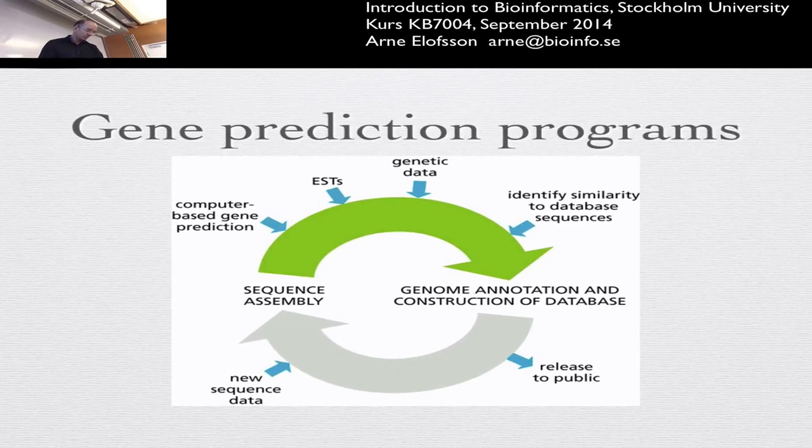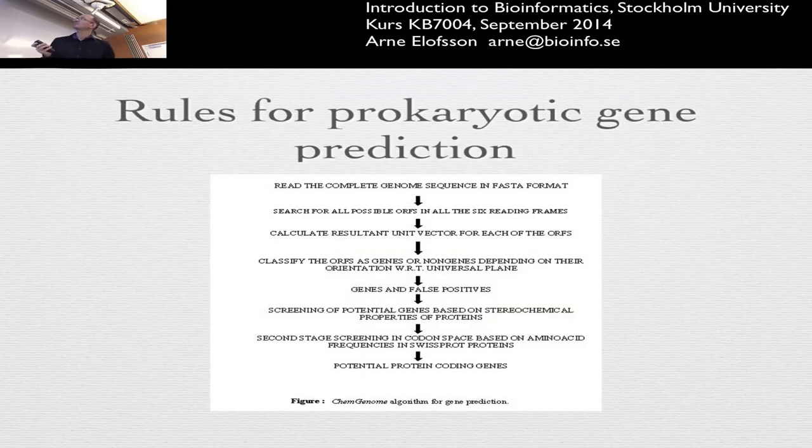Once you get this new sequence, you try to put it together, and the next step is often to do gene prediction. As I talked about before, someone asked me in the break, you have your nucleotide sequence and you want to identify genes. And in the prokaryotes, it's not that hard. You use some computer-based gene prediction, which basically goes something like this.